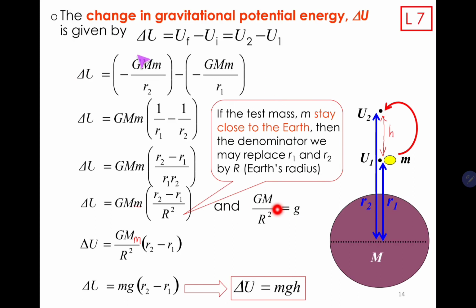So this is the change in gravitational potential energy, and this is how we get the equation. There is no derivation in our syllabus, but I want to show you how we get this.